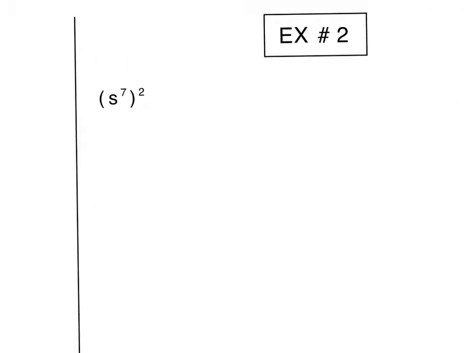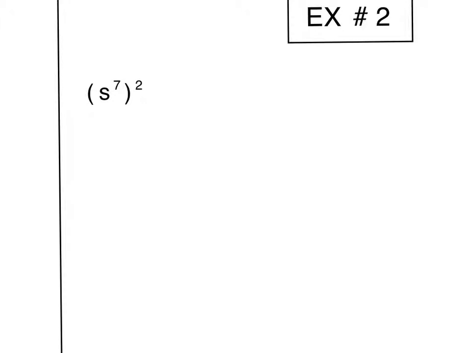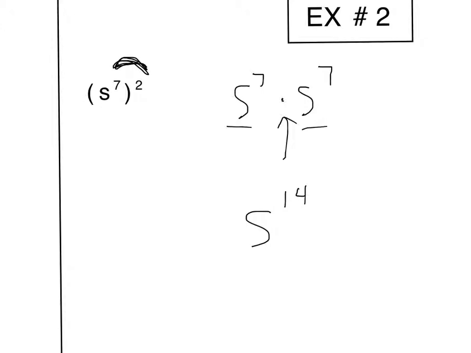Okay, example 2, if we were to expand s to the 7th squared, that means you have s to the 7th that's multiplied by itself 2 times. Since you have the same base, they're multiplied together, we can add our exponents. So that would give us s to the 14th. But if you look back here at our power to a power property, you can just multiply them together, and that would also give you s to the 14th. Okay, so that would be your solution.